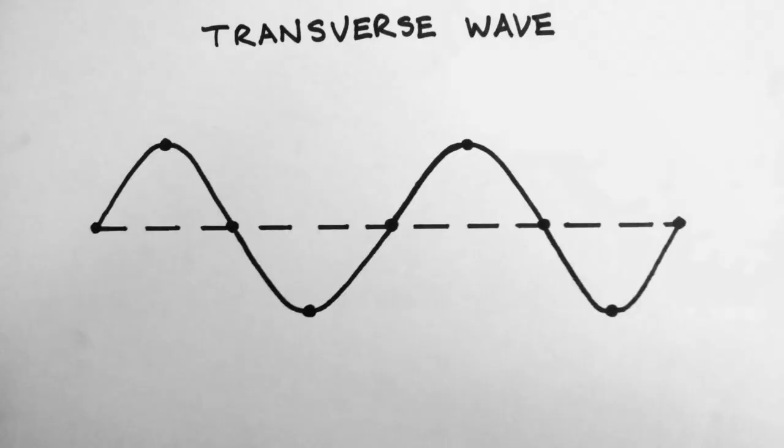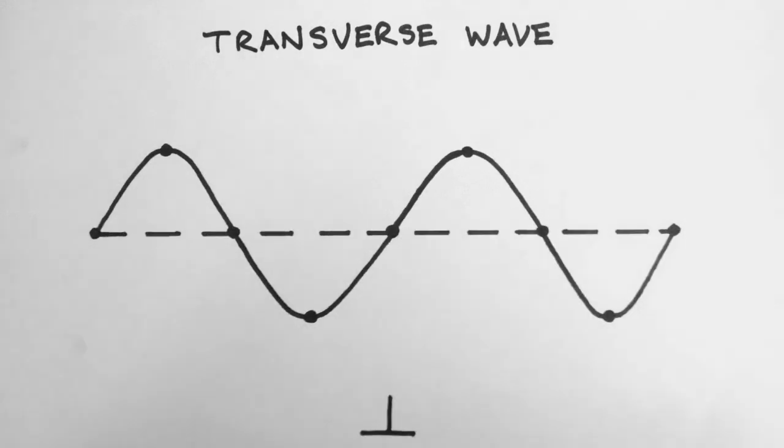Now first, let's show a transverse wave. This is what a transverse wave's motion looks like. It vibrates a medium perpendicular to the path the energy travels. There are a few key terms to know when looking at a diagram of a transverse wave.